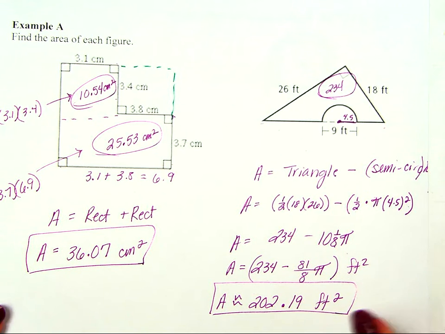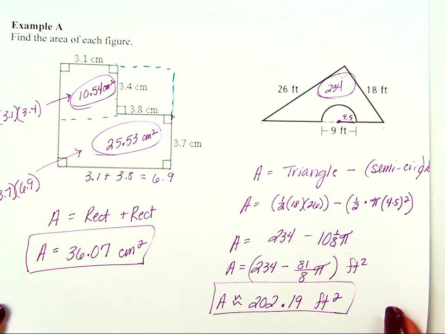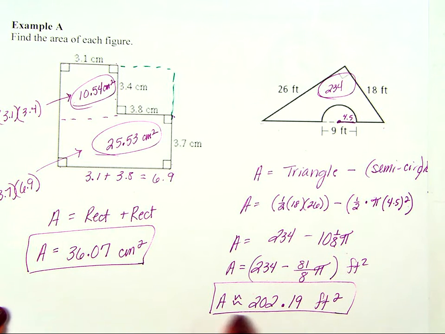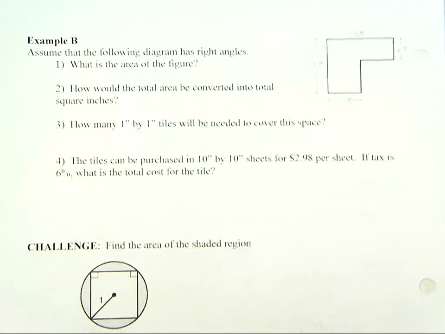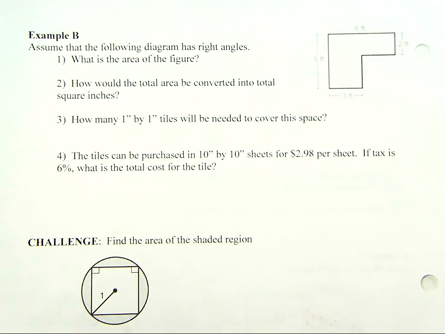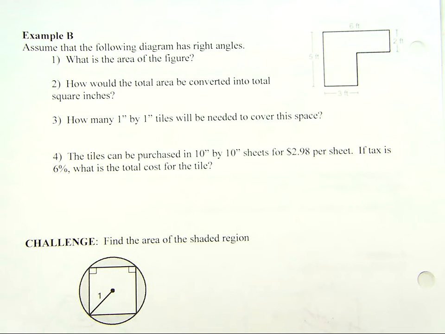Okay, so as you go along, sometimes at the very end when you do round, especially when you're working with pi, you may have some different strategies that you could use to solve. Let's take a look at example B. In example B, it says to assume the following diagram has right angles. What is the area of the figure?